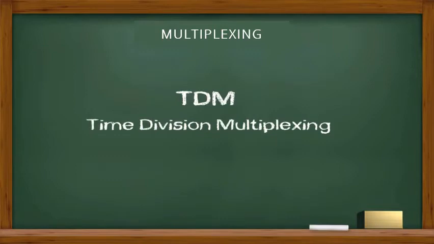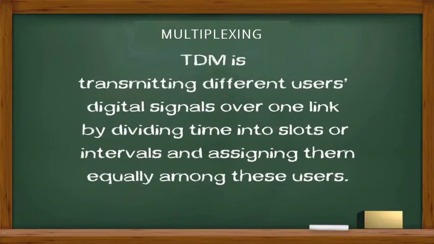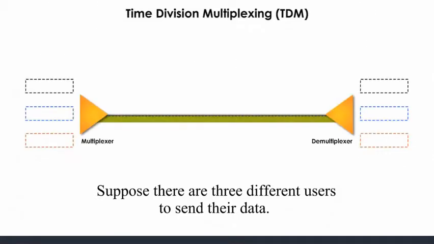So let's start with time division multiplexing. TDM is transmitting different users' digital signals over one link by dividing time into slots or intervals and assigning them equally among these users. So we have time division multiplexing. Suppose there are three different users to send their data.